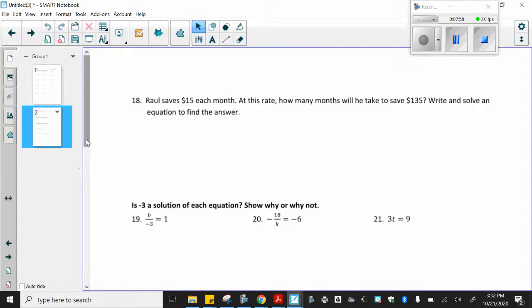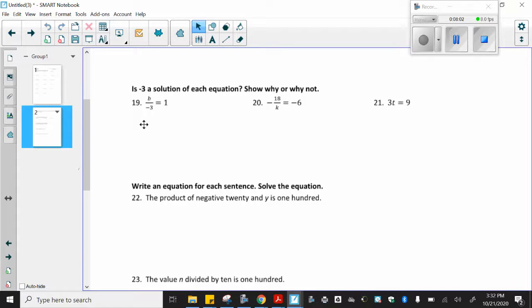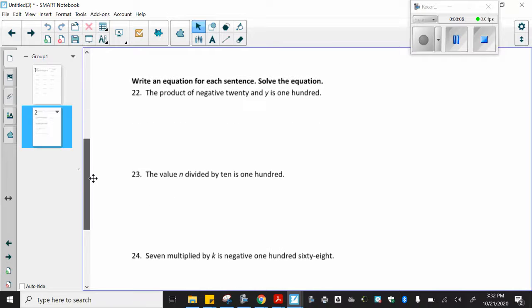And then remember down here, 19, 20, 21, we're doing kind of what we did beginning of last week, right? Decide the solution. We'll keep those skills fresh. Here's some word problems. Give those a shot. These are a little trickier.